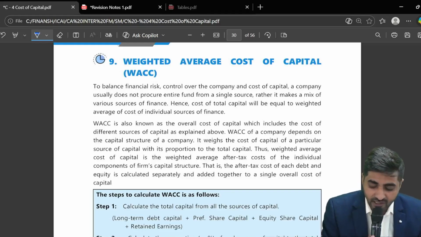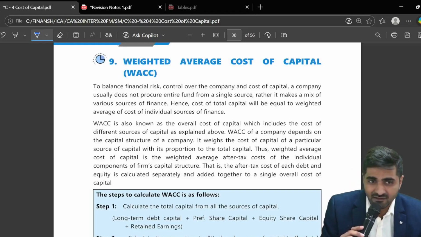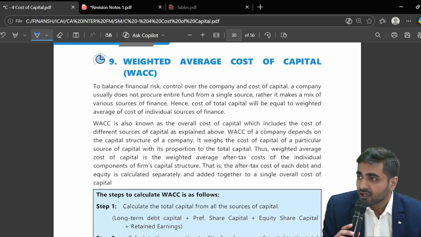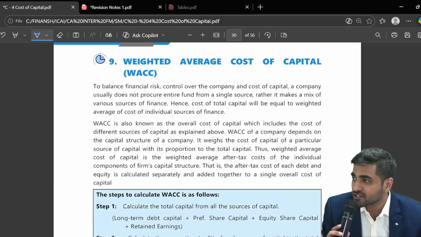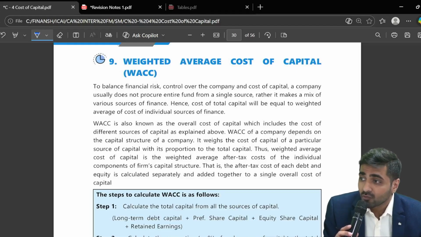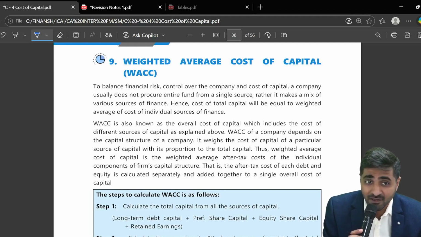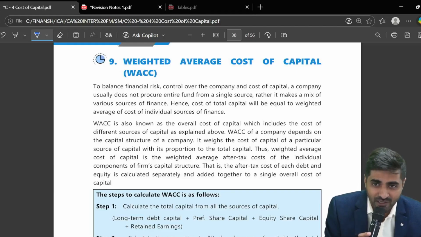We need to check how we are going to raise the funds. Whether there is one source or there are going to be multiple sources on the basis of which we are going to raise the funds. Multiple sources, and we are required to calculate what is the overall cost of capital. So multiple sources and overall cost of capital need to be taken into consideration.